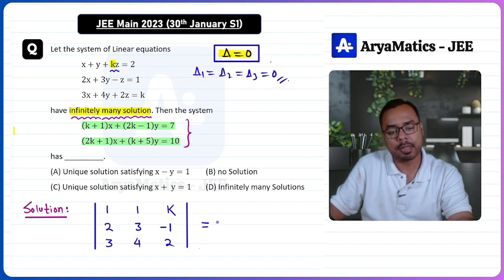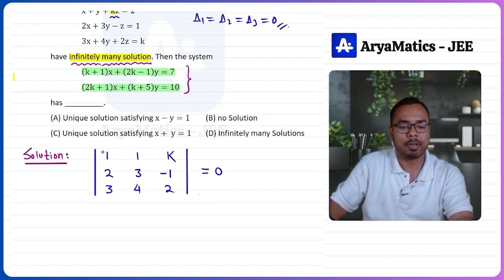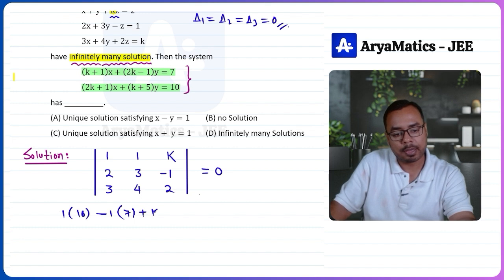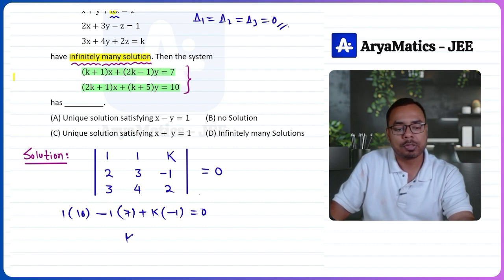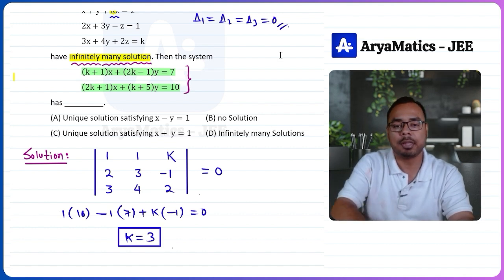And because the system of linear equations has infinitely many solutions, this must be 0, right? So if I expand along the first row, we will get 1 into 3 into 2, 6 plus 4, so that will be 10, minus 1 into 4 plus 3, that will be 7, and then plus k into 8 minus 9, that is minus 1, and this must be 0. So from here we'll get k equals 10 minus 7, that is 3. So this is the value of k that we are getting, right? If the system has infinitely many solutions, then k must be 3.